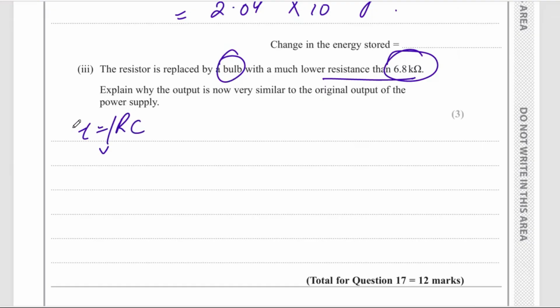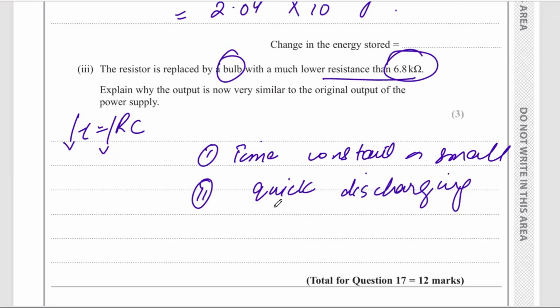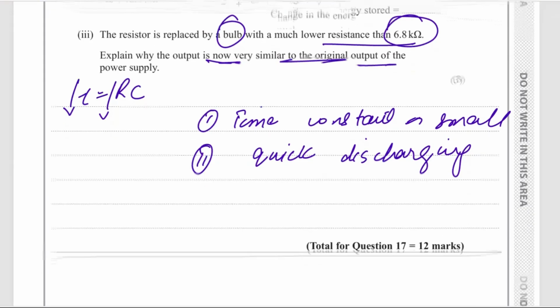If you're going to lower the resistance, the time constant would decrease. What does that mean? That the time constant would be small. And if the time constant is small, remember that the capacitor is going to discharge much more quickly, right? So we've got quick discharging as well. So these are the points: the output is now very similar to the original output of the power supply. So that is why you can see that the capacitor is going to completely discharge. So yeah, that is how we're going to talk about this thing.